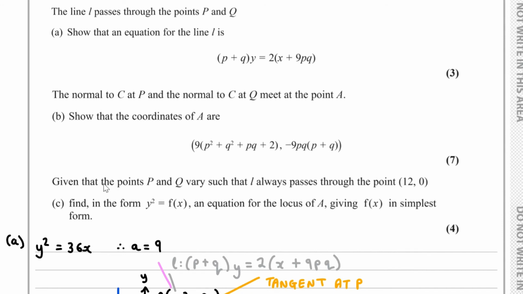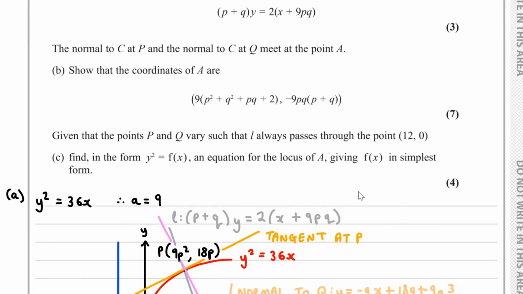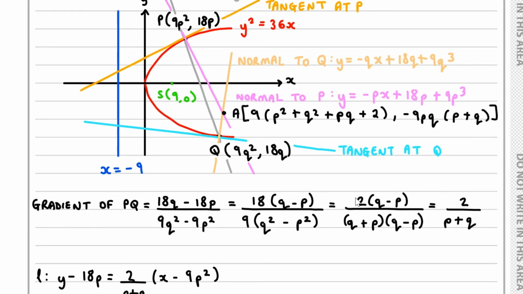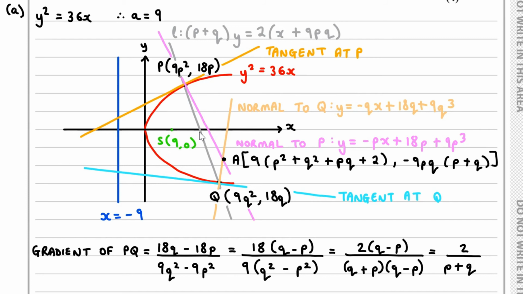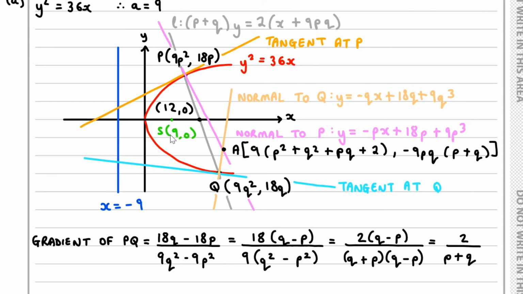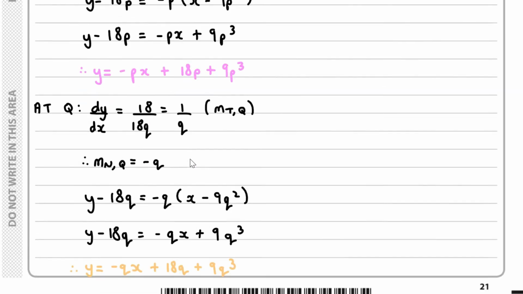And now for part C, given that the points P and Q vary such that L will always pass through the point 12, 0, we have to find, in the form y squared equals f of x, an equation for the locus of A, giving f of x in its simplest form. Well, what we're saying is this line over here, L, always passes through 12, 0. So let's see how we can use that.